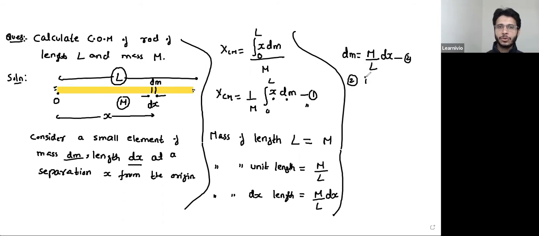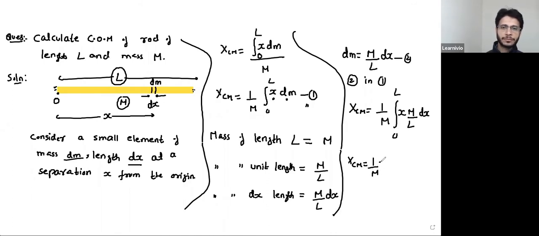Next, I can substitute 2 in 1. If I substitute 2 in 1, then the x coordinate of center of mass comes out to be 1 by M, integral from 0 to L, of x times dm, and dm is M by L dx. Now you can take M and L as constants outside. So it's 1 by M into M by L, integral from 0 to L, of x dx. It's a simple integration. I will not solve this integral. Solve this integral and tell me the answer. What is the value of the x coordinate of center of mass?